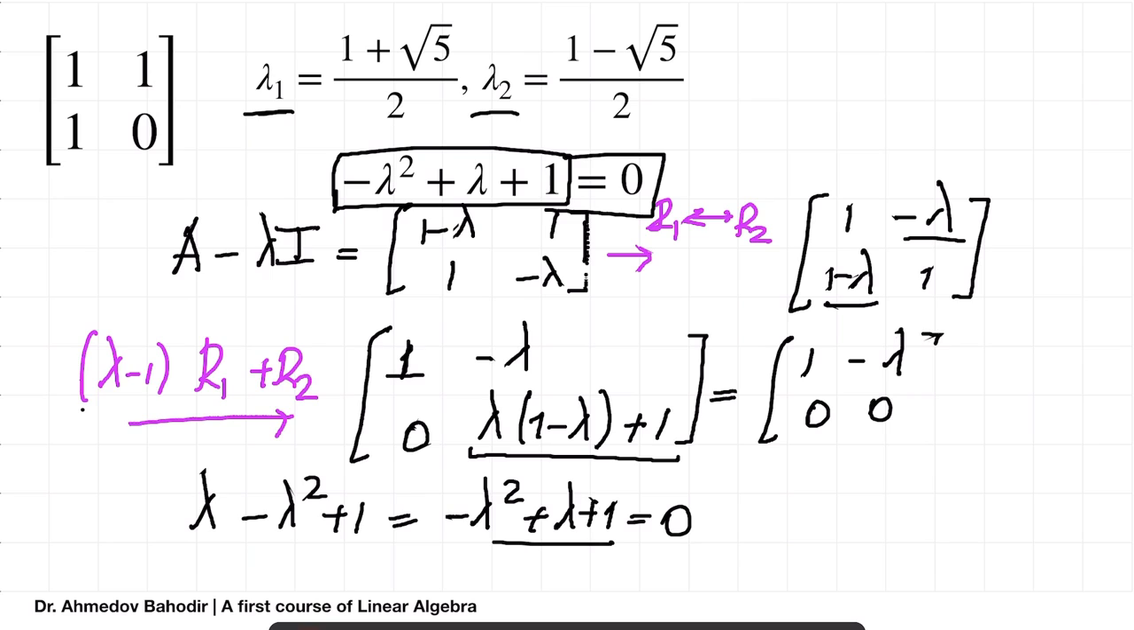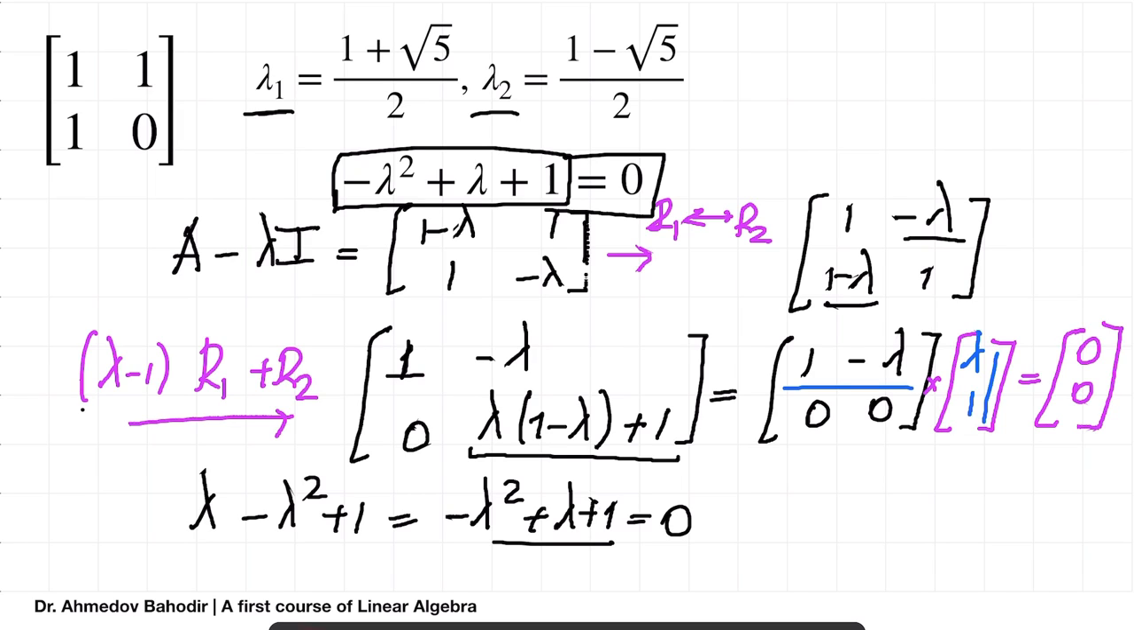0, and 0. And could you please tell me which vector is going to make this multiplication equal to 0 and 0, since we need to find the null space of this matrix, right? And that vector is going to be simply lambda and 1. Because if you multiply this row by this column, you're going to get 0 and 0. Okay, so that's going to be both of the eigenvectors.